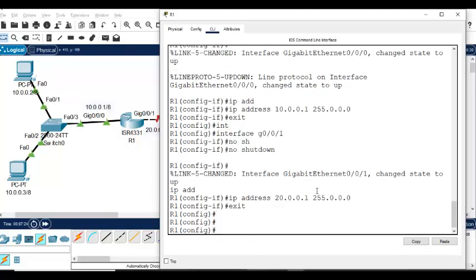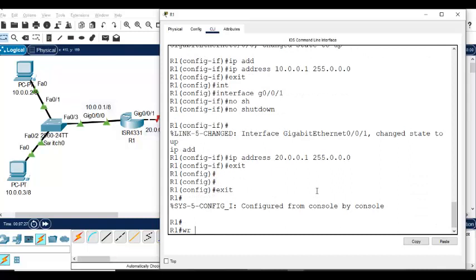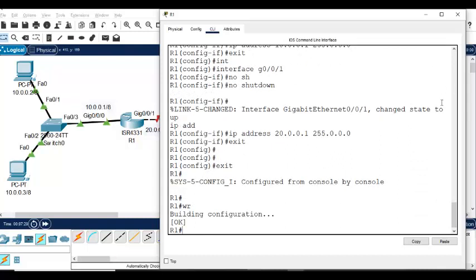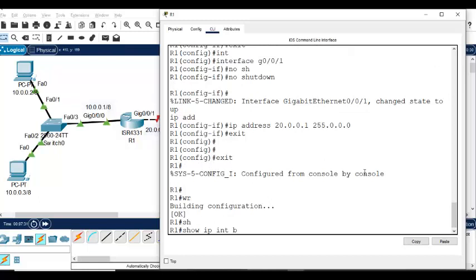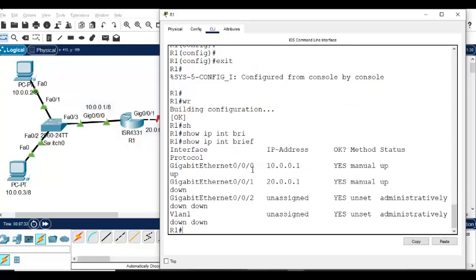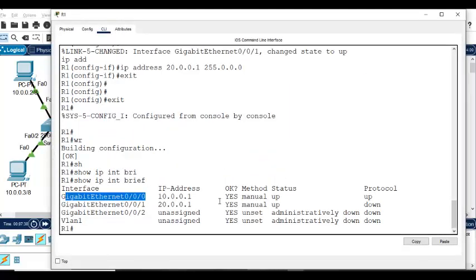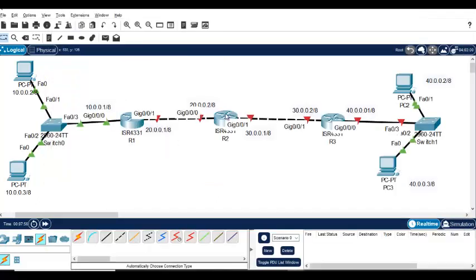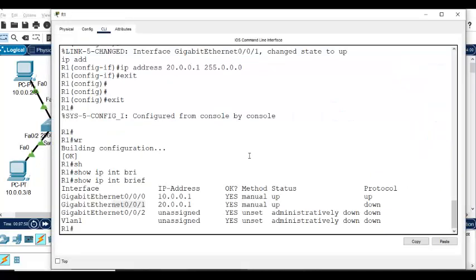Okay. Verification: show ip interface brief. You can see that these two interfaces have got IP addresses, and because I said no shutdown, it is up. This one is also up because you are connecting to the switch. Switch ports are up, whereas G0/1 is connected to the router, and the router is not up at this interface. That's why the protocols are down. If you go to the other router and say no shutdown, this will come up.